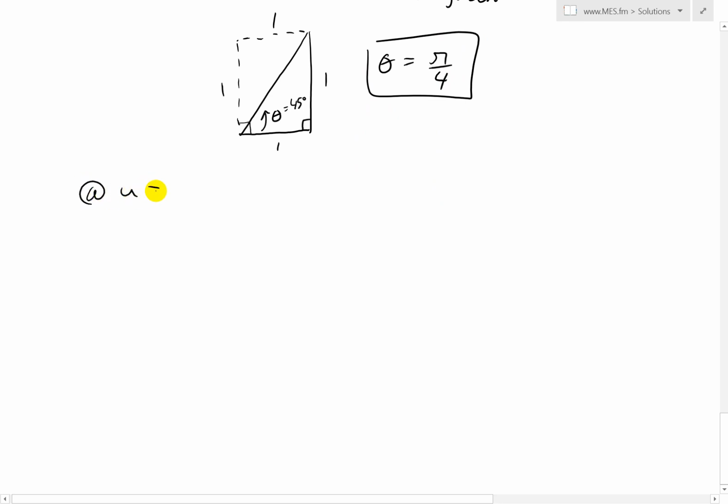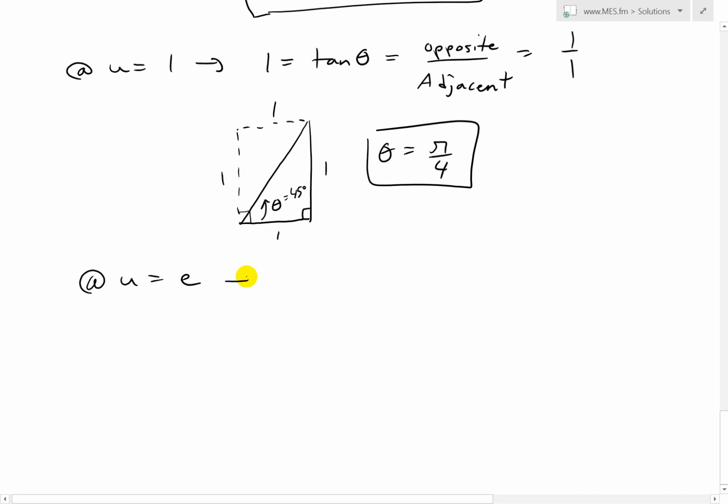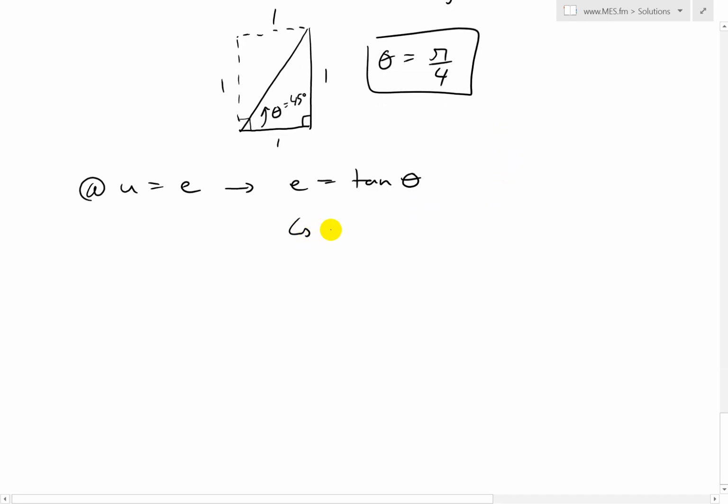So now at u equals e. At u equals e, there is no exact trig ratio, so we have e equals tan theta. So in this case, there's no exact ratio, so let's just write this as theta is equal to inverse tan of e. And just to make it easier to write, we'll call it alpha, and we'll deal with it like that.